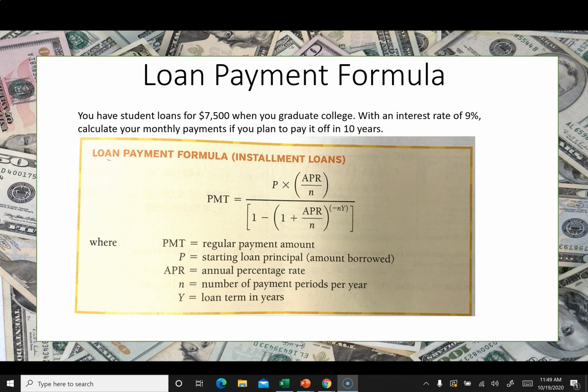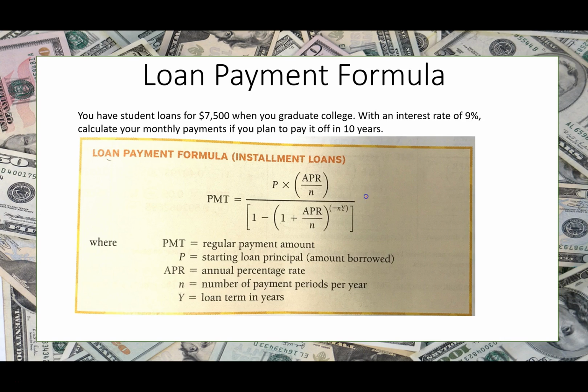All right, so you have written this down. And now we have to go ahead and plug in. So our payment per month is going to be equal to P, which is the starting loan principal. So that would be $7,500. That's the amount borrowed. So it's going to be $7,500 times the APR. Well, that's 9%, but we're going to write that as 0.09, just moving the decimal in two places. So that's going to be 0.09.